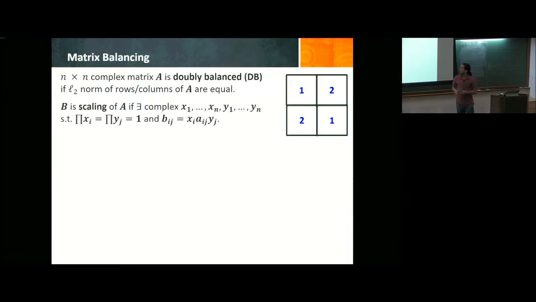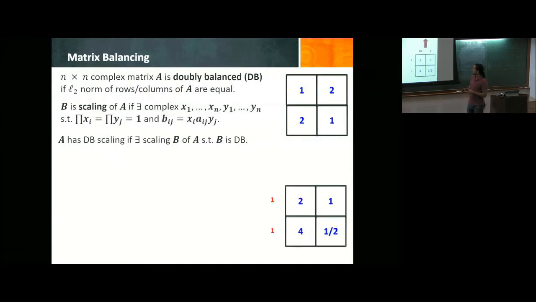And B is a scaling of A, as Ankit said, if you can multiply A on the left and on the right by diagonal matrices with entries x1 up to xn and y1 up to yn, such that the entries Bij become xi aij yj. Then B is a scaling of A. And we say that A has a doubly balanced scaling if there exists a scaling B of A such that B is doubly balanced.